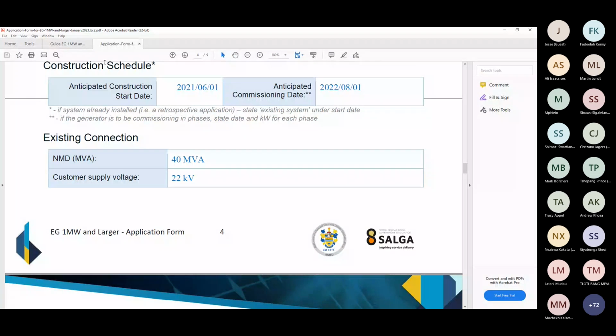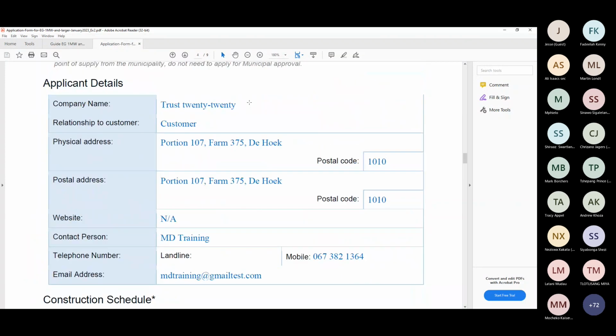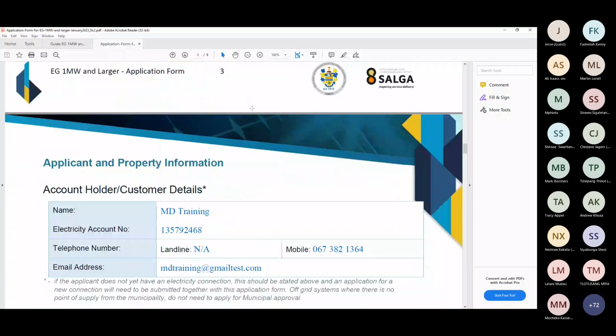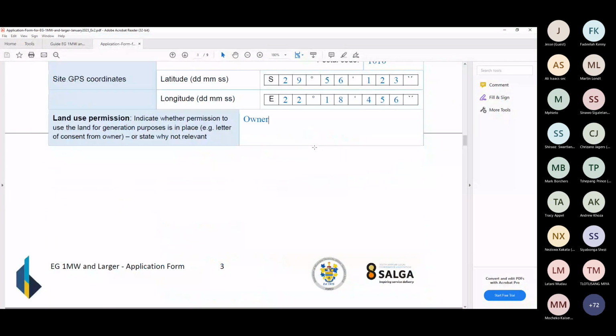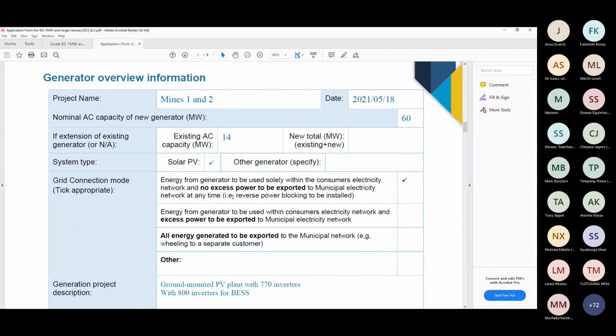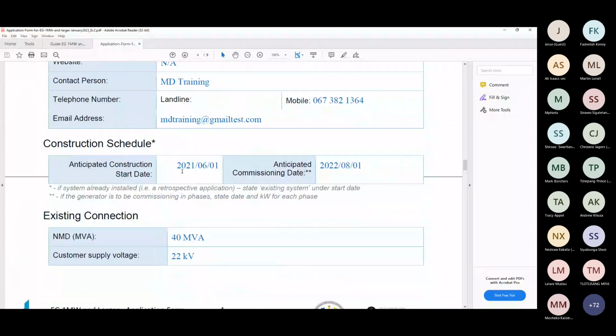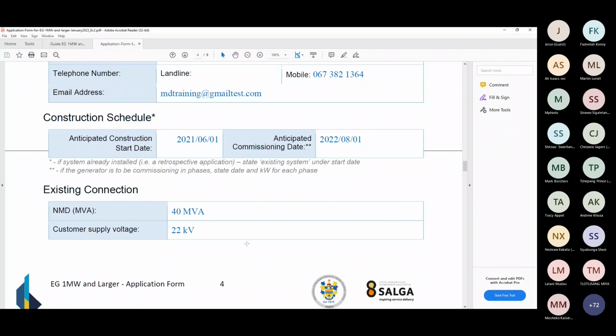There's also the question that was raised earlier, anticipated construction start date. So you will see they expected it to be 2 weeks after they handed in this application. But it's good to have people who are optimistic. And then they did realize it might take quite some time to build a plant of this size.